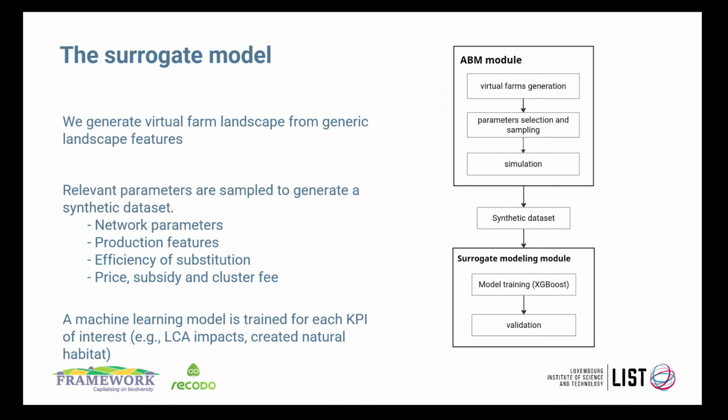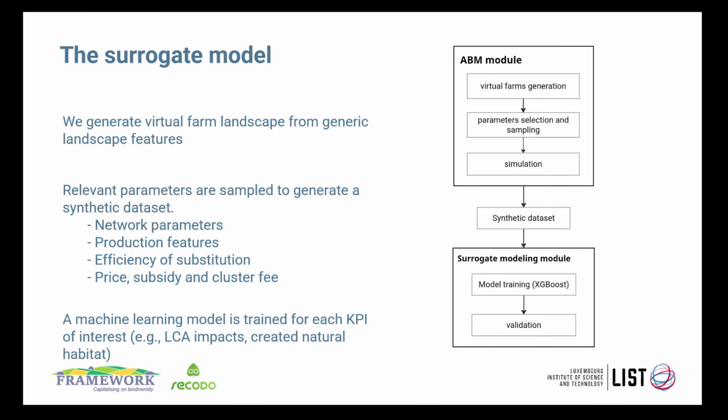So for that, we first built a virtual farm landscape generator, which is basically computer code that helps us to populate different fields and farms from generic landscape features. So we use this generator to populate a big number of random farms or random fields, and we then sample some relevant parameters that were affecting the system outputs, such as network connectivity, some production features, efficiency of substitution, price, subsidies, and others.